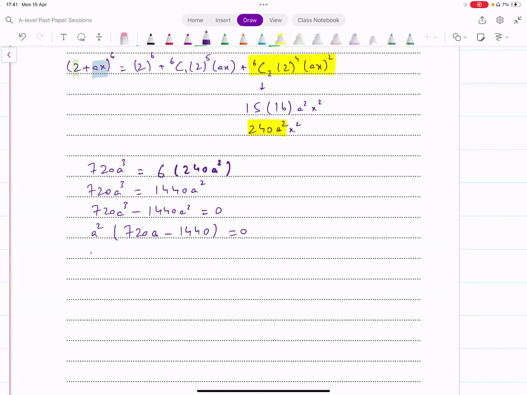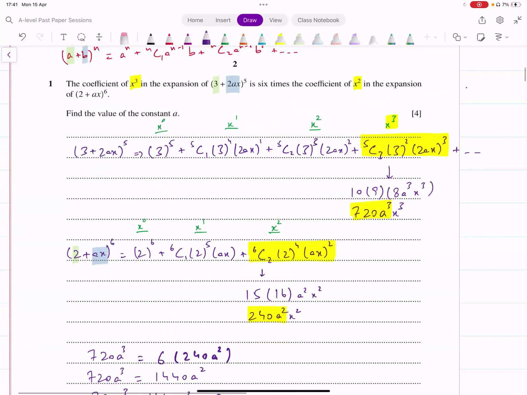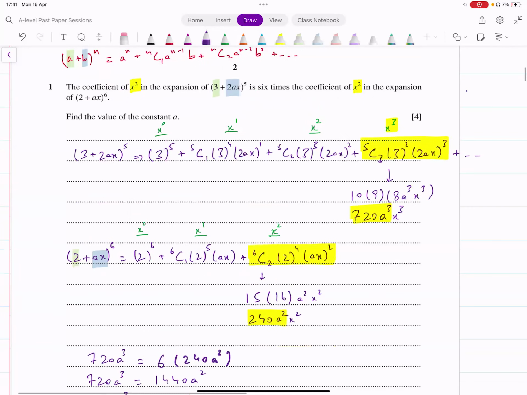That means either a squared equals 0 or 720a minus 1440 equals 0. You get either a equal to 0 here, or you get a equal to 1440 divided by 720, and that's going to give you 2. You have two possible values of a that you're getting from this. However, 0 is not possible. Why is 0 not possible? Because if a was 0, what would happen to this term?